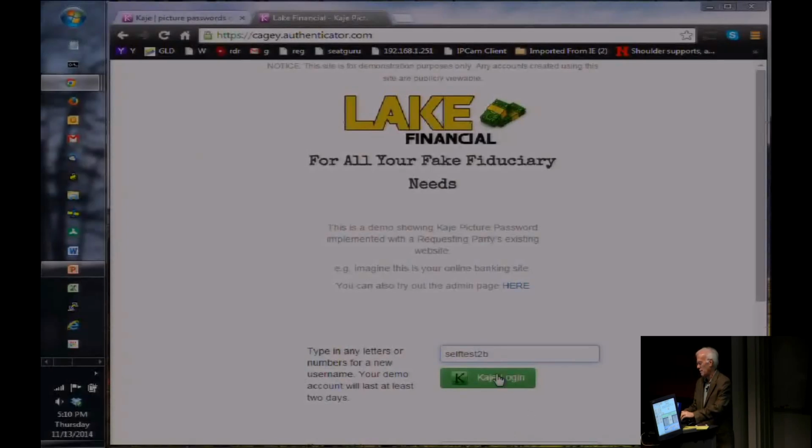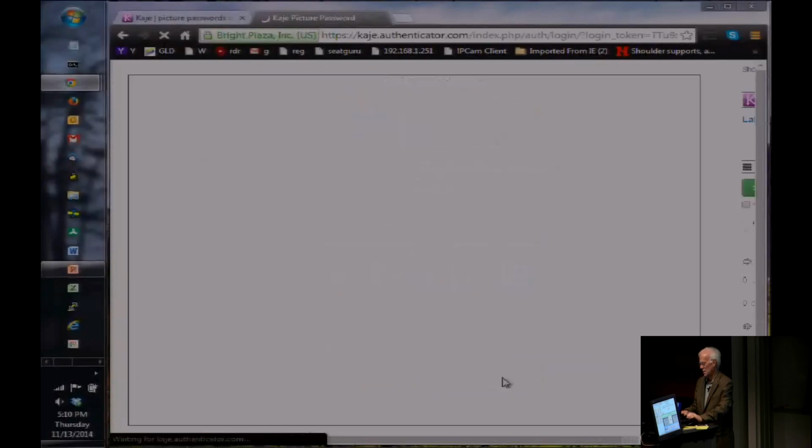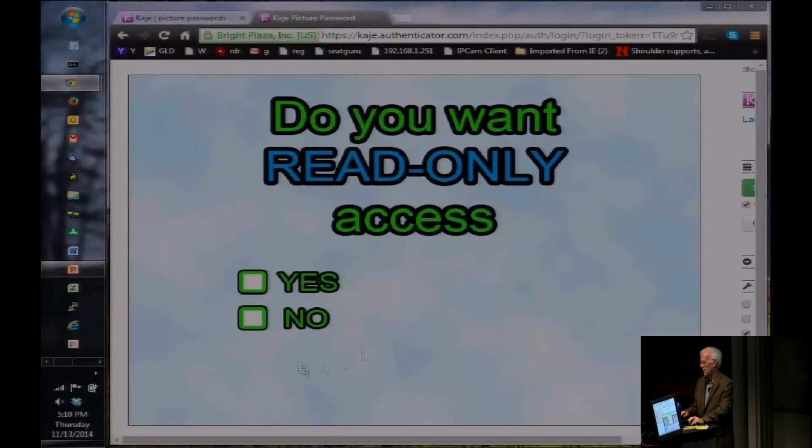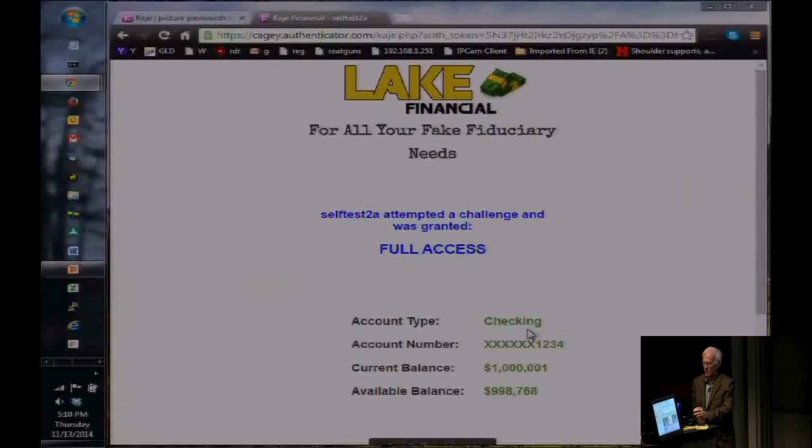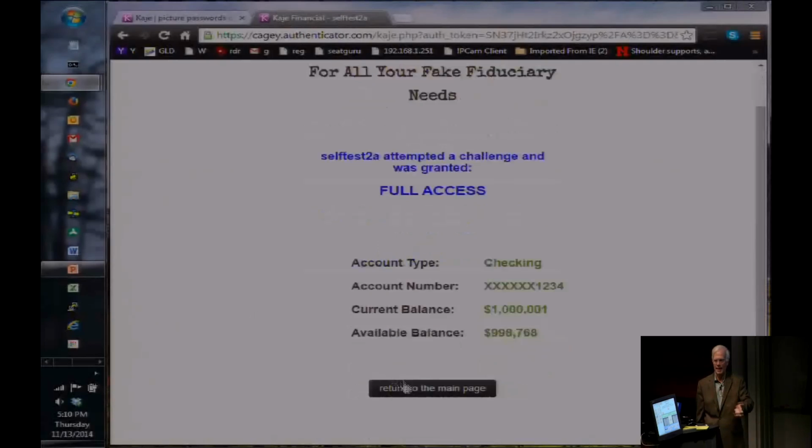So there's an equivalent thing here. I'll do A first. And this is the direct. You want read-only access, and it works exactly the same way. If you say no, and this is the truth one, it gives you full access. If you said yes, it would give you read-only access, and if you're knocked outside, it would say no access.